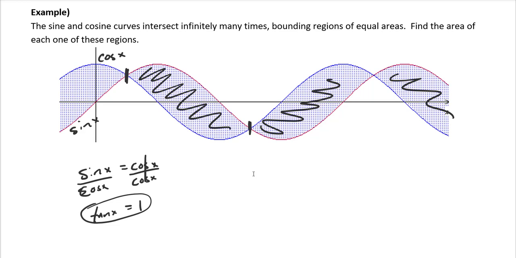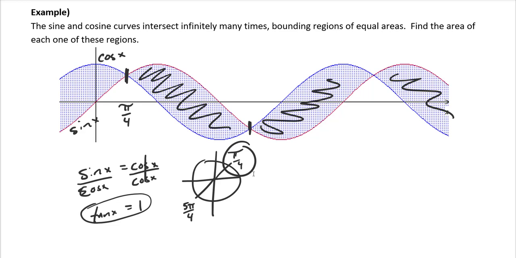Well, sine is equal to cosine on our unit circle at pi over 4, okay, and at 5 pi over 4, which is down here. Those are the two places that cosine and sine are equal. This is positive root 2 over 2, and this is negative root 2 over 2, but they're still equal to each other. So we know this is pi over 4, and we know this is 5 pi over 4. Okay, great.